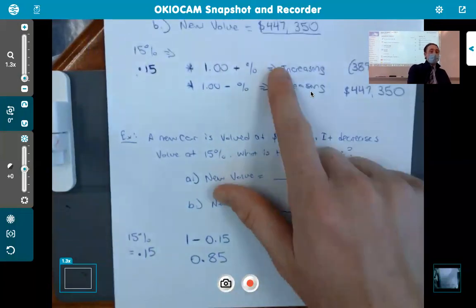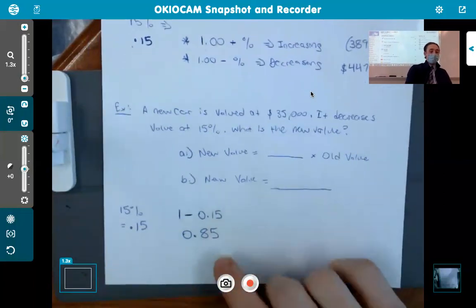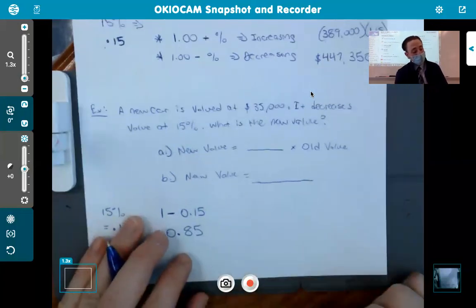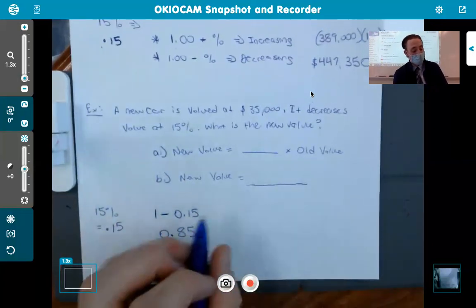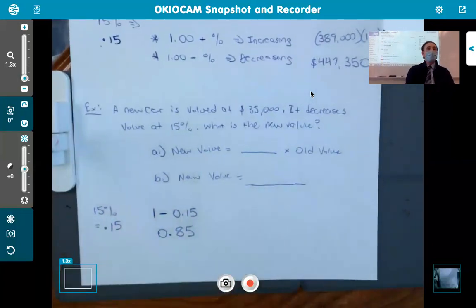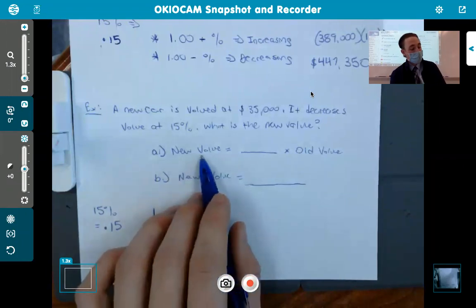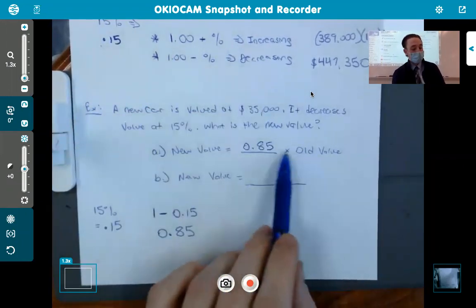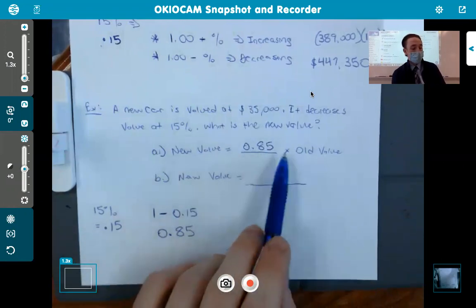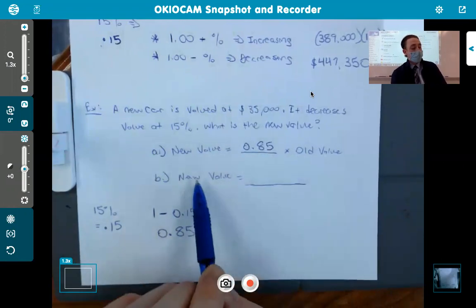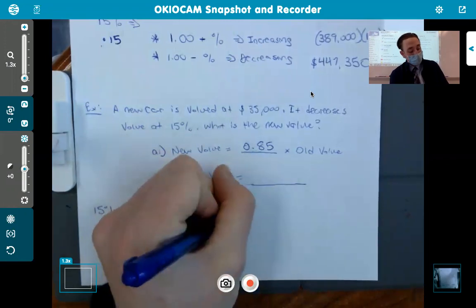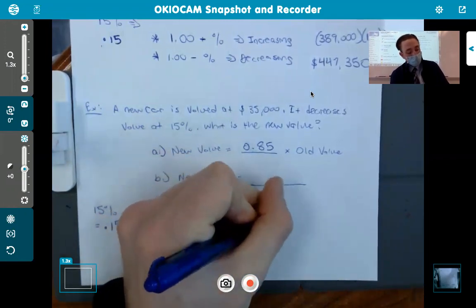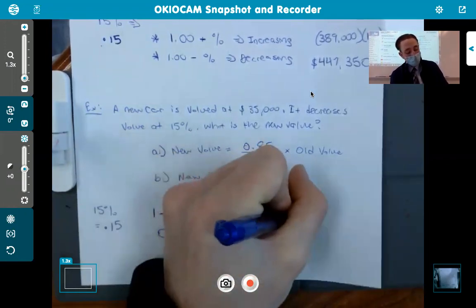If I'm increasing, I add to it. If I'm decreasing, I subtract from the 1. Now what I'm going to do is take the old value, which is what? So what's my old value in this problem? 35,000. So my new value is 0.85 times the old value. My new value now is going to be the 35,000 times 0.85.